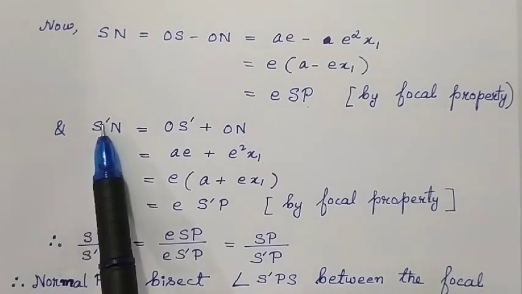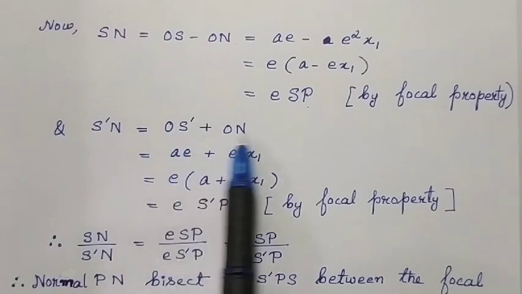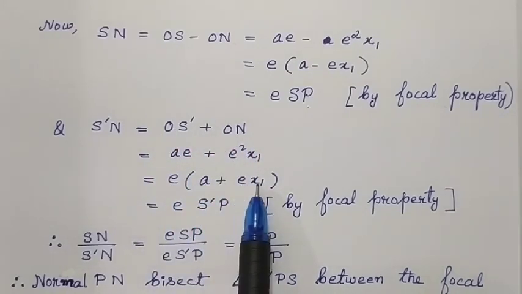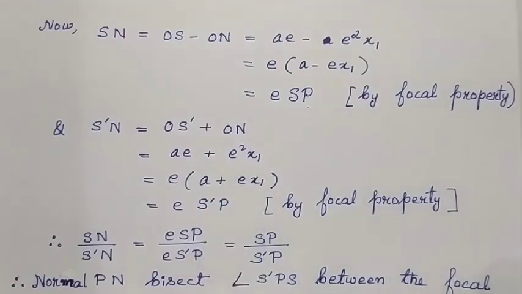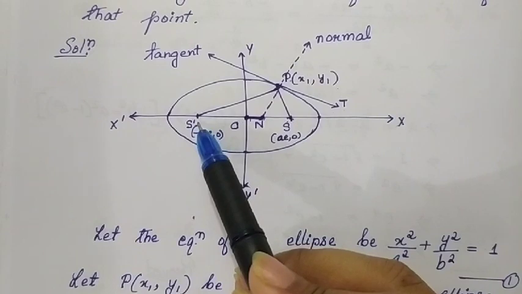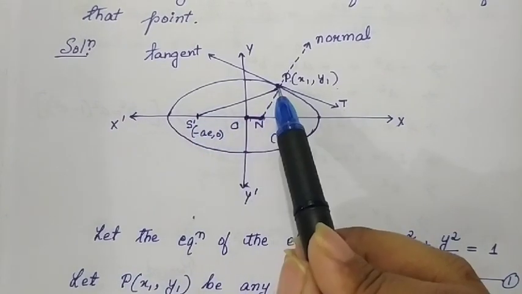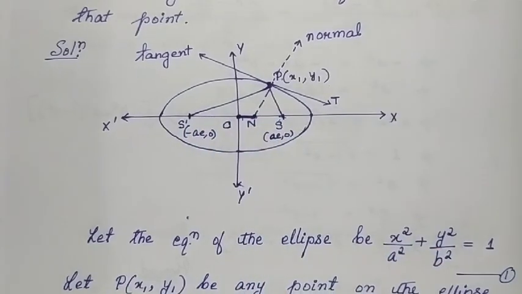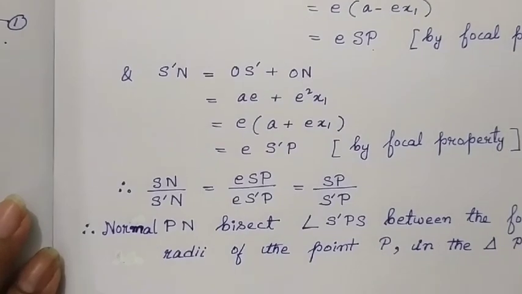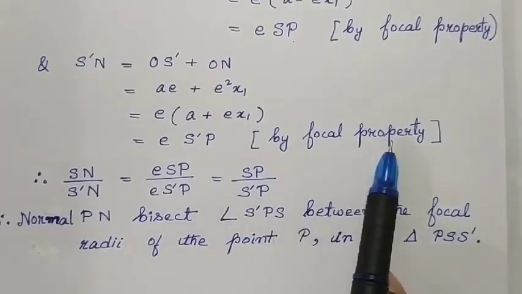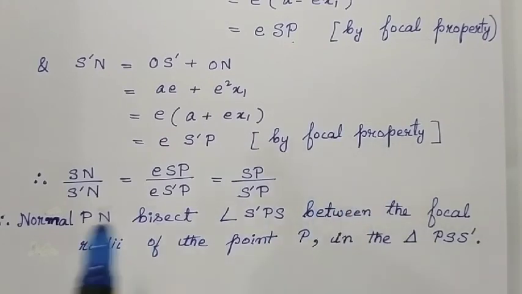And for S dash N, I have already explained this one. We need to just add the values. You will get a plus ex1. This will be the left part. See here, this will be S dash P, this line. So here I have written S dash P by the property of the focus.